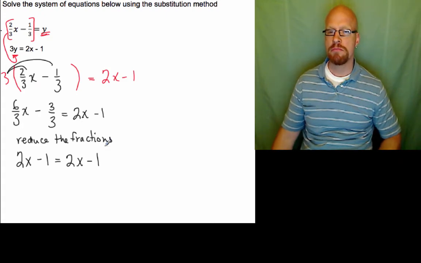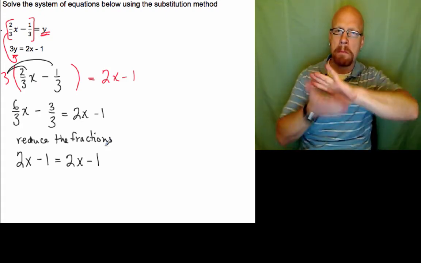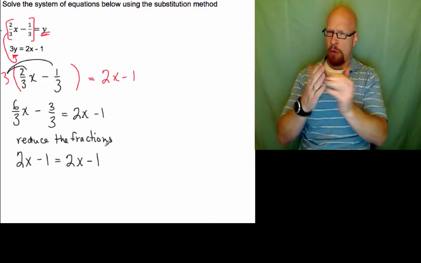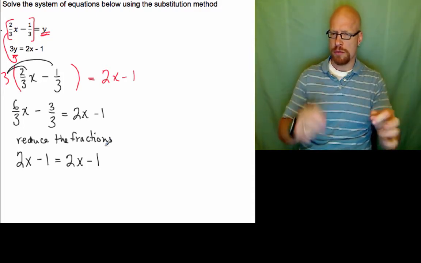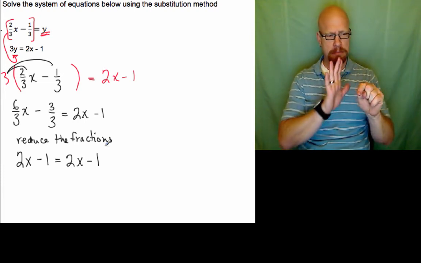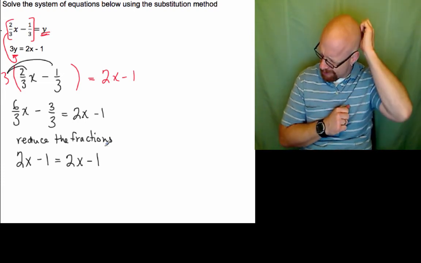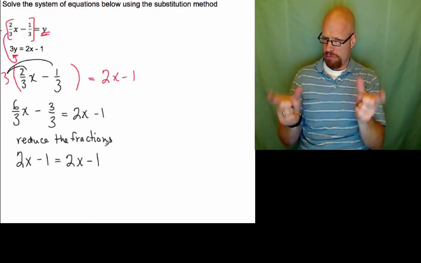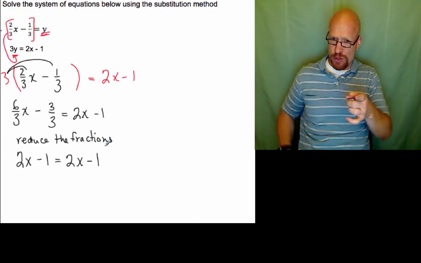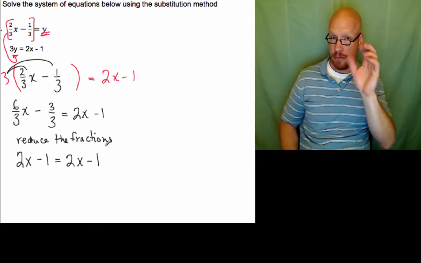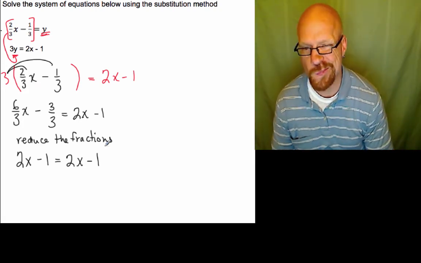We're going to reduce our fractions. 6/3 reduces to 2, and 3/3 reduces to 1. If you look at the left side of the equation now and the right side of the equation, they are the same expressions. Looking at it, they seem to be equal. They seem to already be true. But we'll just see what happens with x, okay?